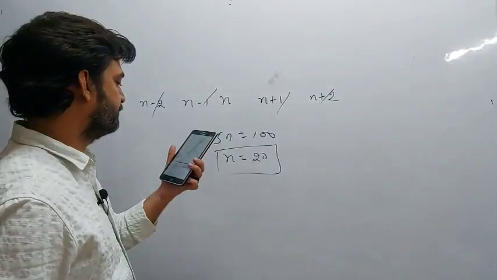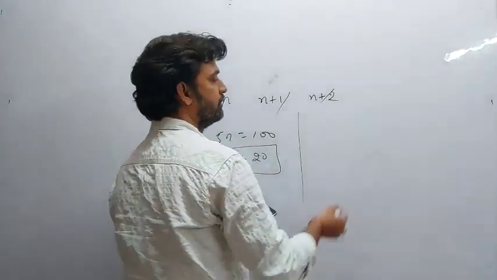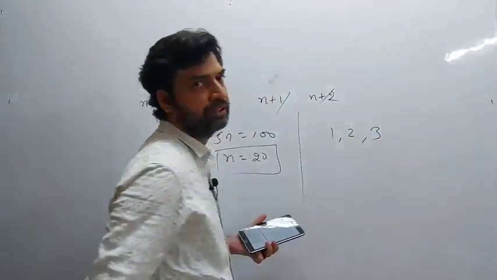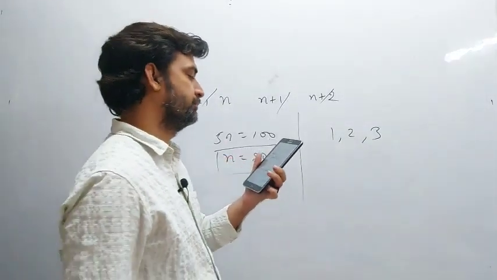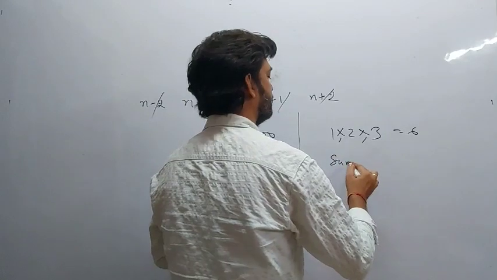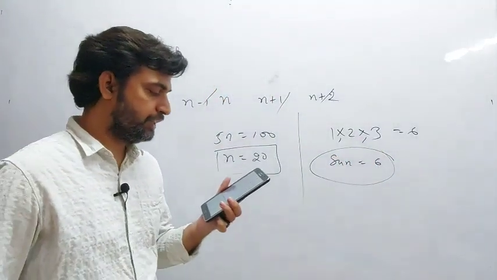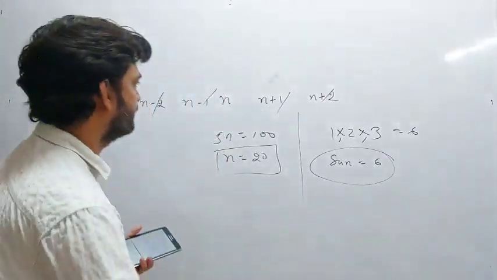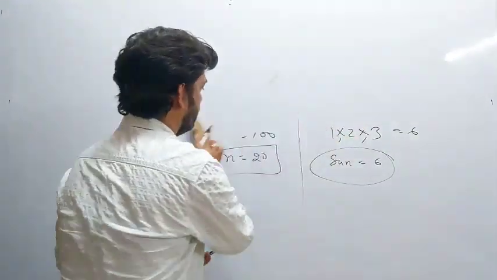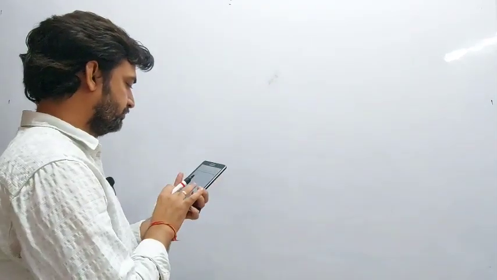Again, the product of 3 consecutive natural numbers can be equal to their sum. Yes, 1, 2 and 3. Three consecutive natural numbers: the product is 6, and the sum is again 6, right? So both are right. Both 1 and 2 are right. Clear?